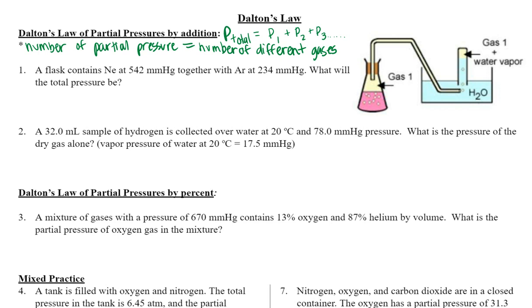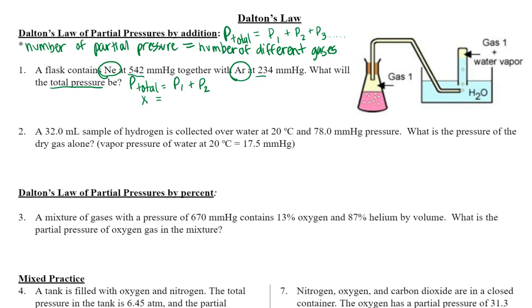So if I look at this first question, I see two gases. It tells me we have neon and we have argon. So when I write the formula, which you're going to do every single time, I'm going to have two partial pressures because I have two gases. Now the question says, what will the total pressure be? That means X is here. I don't know that part. So now I need to find partial pressures for each gas.